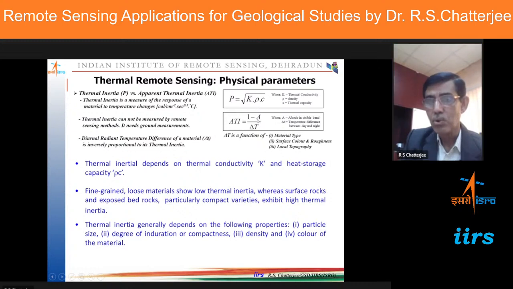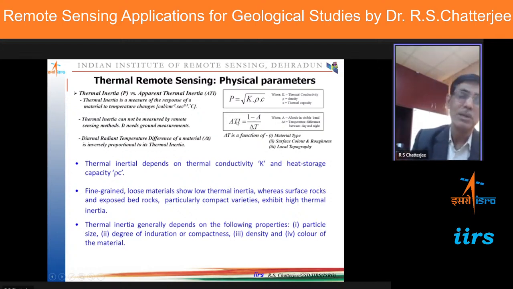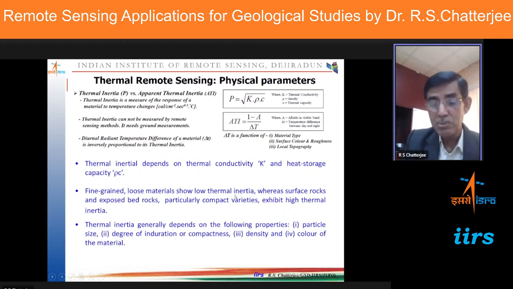So maybe that is your energy balance equation, Kirchhoff's law. In that case, if you make 1 minus A, 1 minus reflectance, that means the entire energy other than the reflectance is used for increasing the temperature of the material. And if you see how it responds, delta T, then you will get the apparent thermal inertia. Using this apparent thermal inertia, we can characterize the material, whether it is fine grained, whether it is loose or compact, and what is the density of the material.